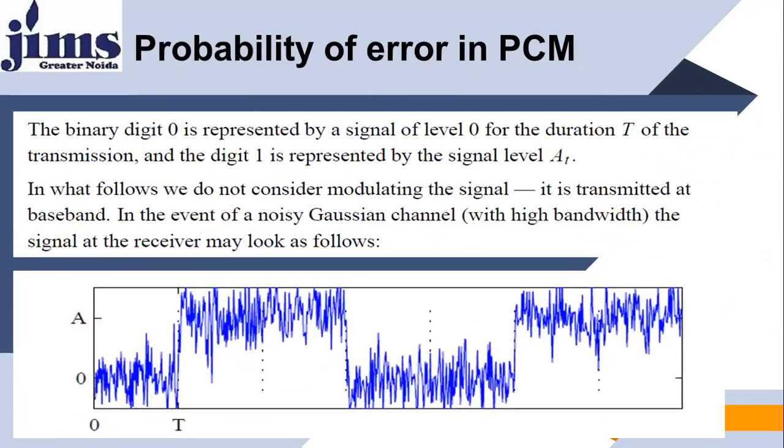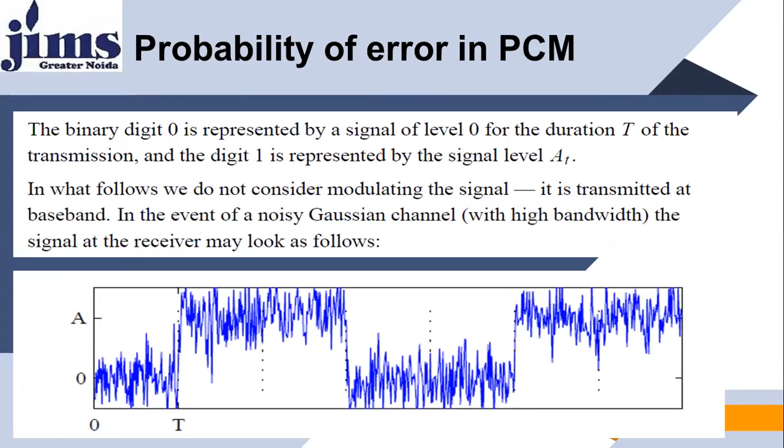Now, the binary digit 0 is represented by a signal of label 0 for the duration T of the transmission, and the digit 1 is represented by the signal label A for duration T. So that we already showed in the previous picture, that in our case 0 is represented by 0 volt and 1 is represented by plus A volt, right?